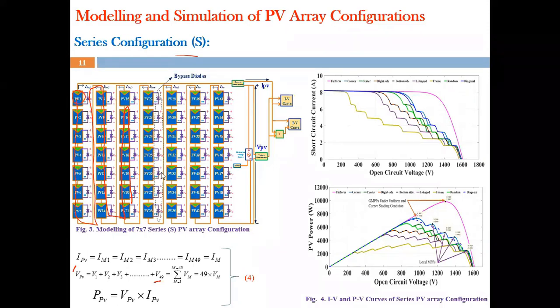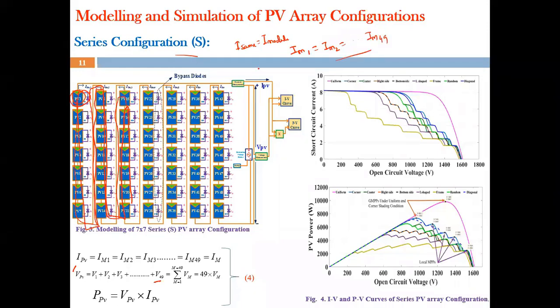Now when I want to calculate the current in series, what will happen here? The current in the series is the same. The current is the same in each module. So a single module's current, how much is it? IM1 will be equal to IM2 and so on, up to IM49. Do you understand? The current flowing through all 49 modules is equal to the current of a single module.